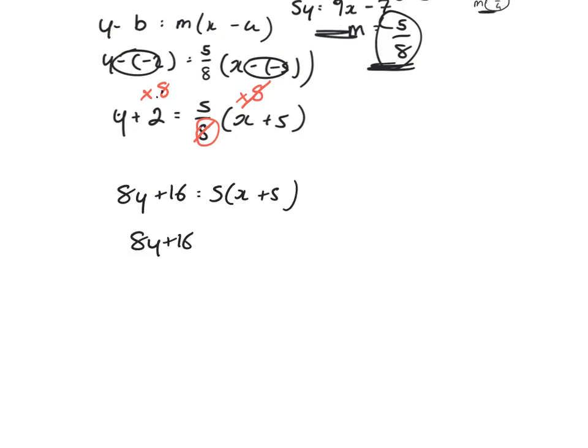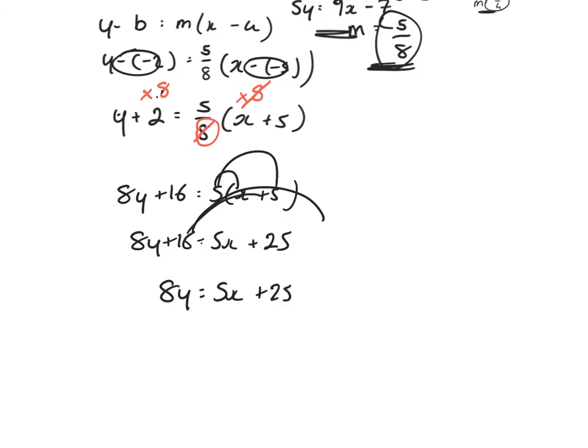8y plus 16 equals 5 times x is 5x, and 5 times 5 is 25. Bring the 16 across to the other side and change its sign. And that's 8y equals 5x plus 25 minus 16. Final answer, 8y equals 5x plus 9.